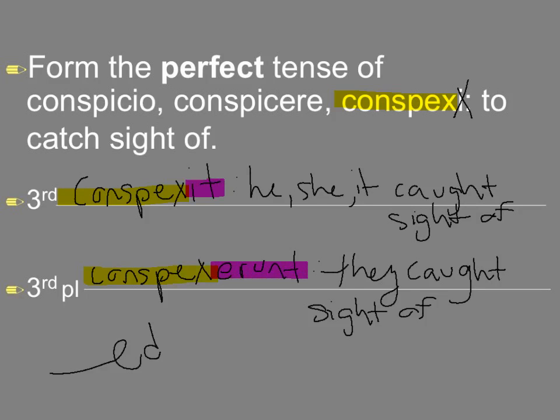You can still see that this verb ends in T and NT. All third-person verbs end in T and NT. It's what comes before it that will tell you the tense. So hopefully this has helped you form your different tenses.